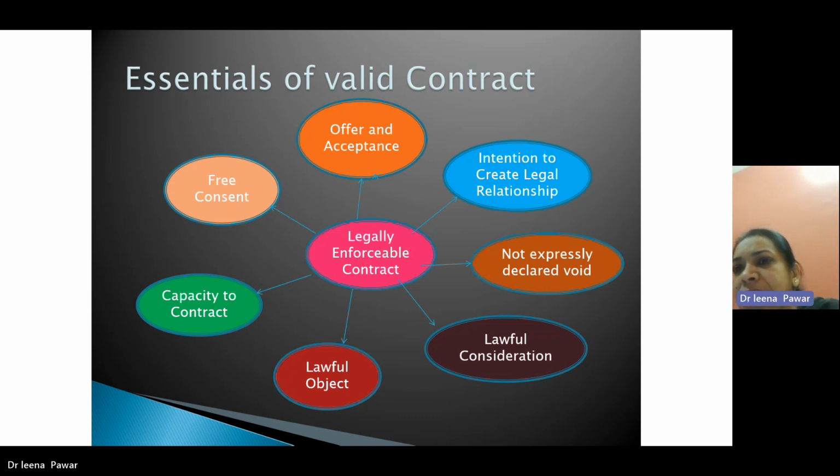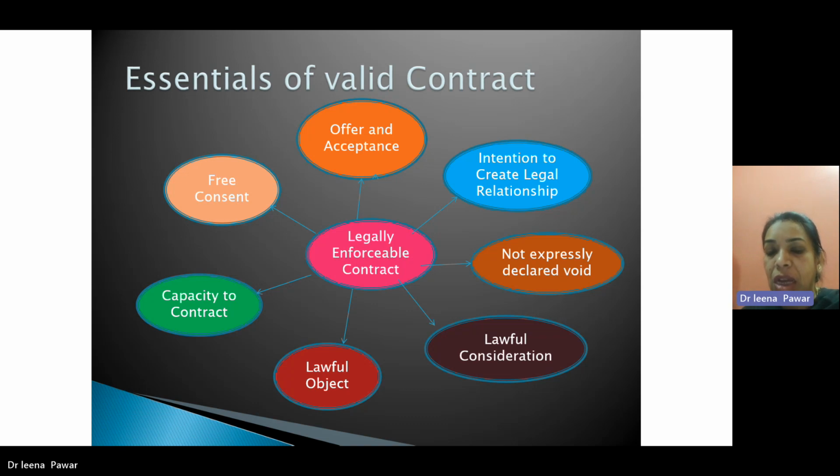Another condition is that the party should have the capacity to enter into the contract. The parties to the contract must be competent to enter into the contract. Section 11 of the Indian Contract Act says any person is competent to enter into the contract, provided he is a major, he is of sound mind, and he is not disqualified by the law in force.